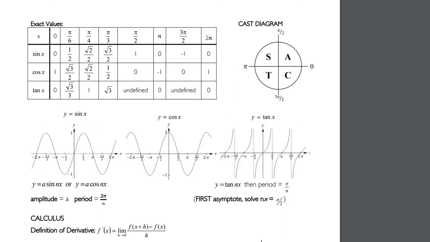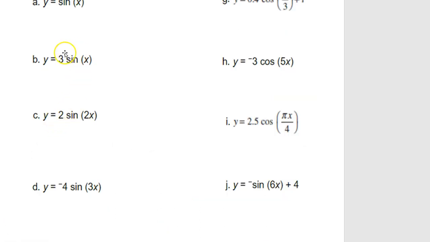So I'm going to have a look at my formulas. It's a sine graph, so I'm looking at y equals a sine of nx. So a is my amplitude. So a here, my amplitude is 2. Pretty easy points to get the amplitude.